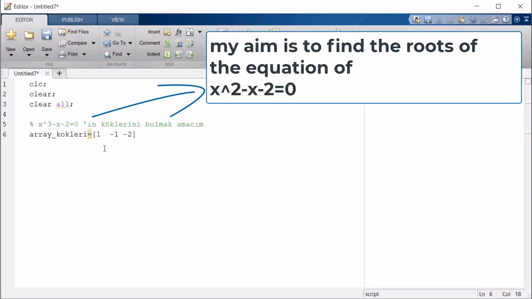Well, how would it be? I wrote it like this. For example, let's say this was x cubed. Then I was going to write it as follows. Since there is no x squared in between, I have to specify it, or it can't detect it.